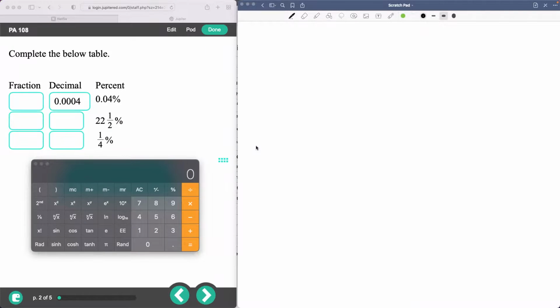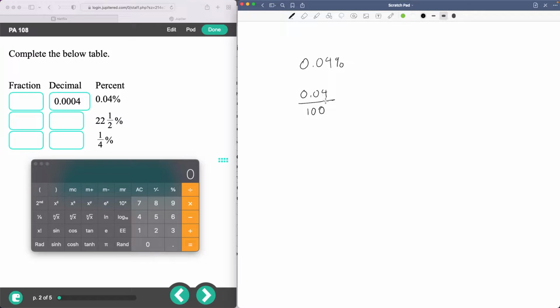All right, so we had some questions on how to do the table and how to turn this into a fraction that the system would accept. So let's go over that. This first one we have the percent, 0.04%. We know that this means out of 100. So we're going to put 0.04 over 100. But we do not want to have a decimal over a 100, right?